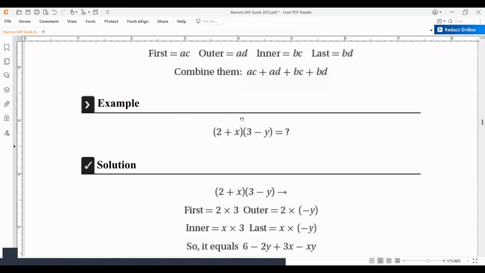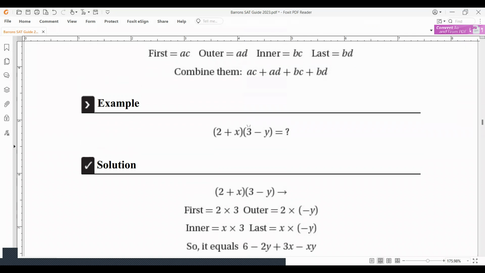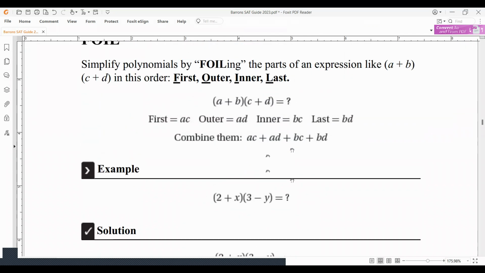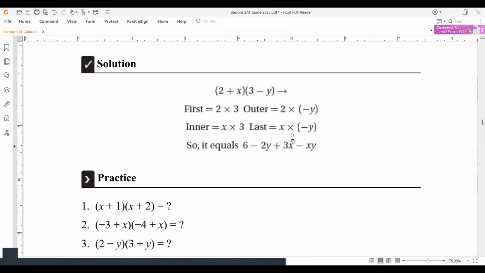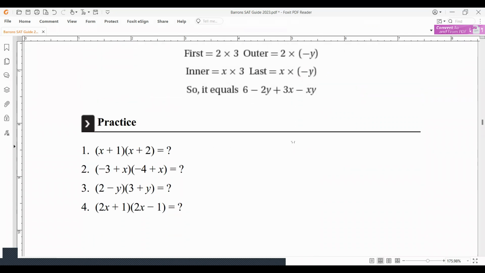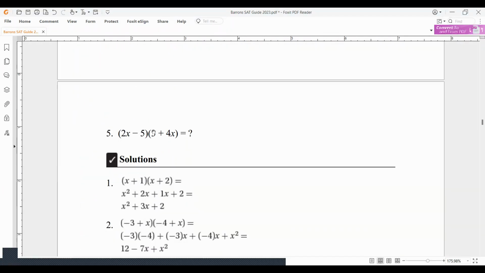But please don't forget about the order. Whatever you do, I personally multiply 2 by 3, and then x with 3, and then 2 multiplied by y, and then x multiplied by y. Other people do it in different ways, but whatever you do, please don't forget about the order. They're just teaching you in a particular order, but you can do it in your own way. But please don't make mistakes.